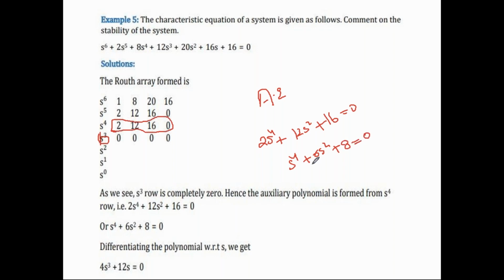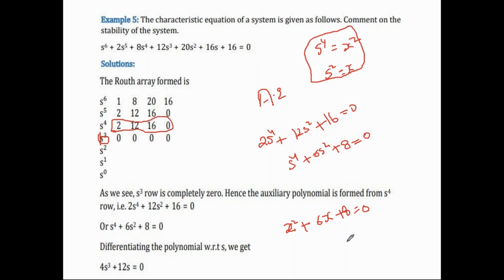Now this is in the form of a quadratic equation, right? But a quadratic equation has s square plus s plus a constant, but here it is s to the power 4. So what I'm going to take is s power 4 equals x square. So what about s square? s square becomes x. So I'm going to substitute these two terms in this equation. So I will get x square plus 6x plus 8 equals 0, right?